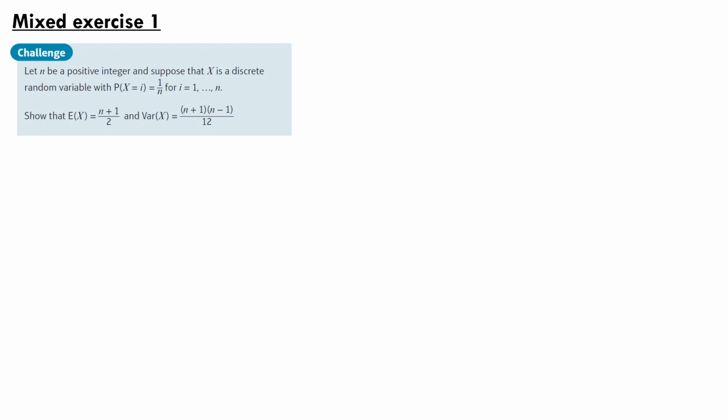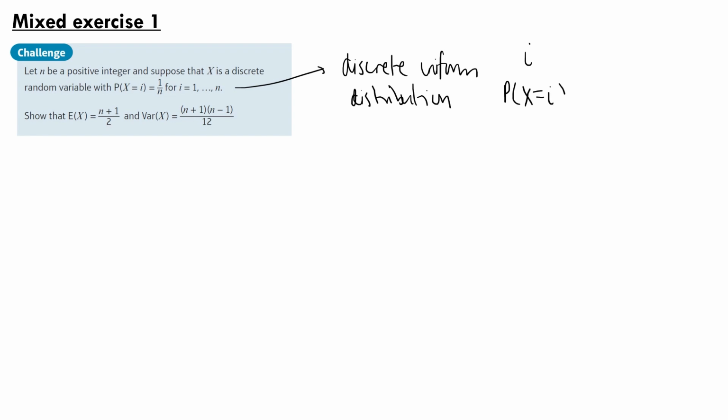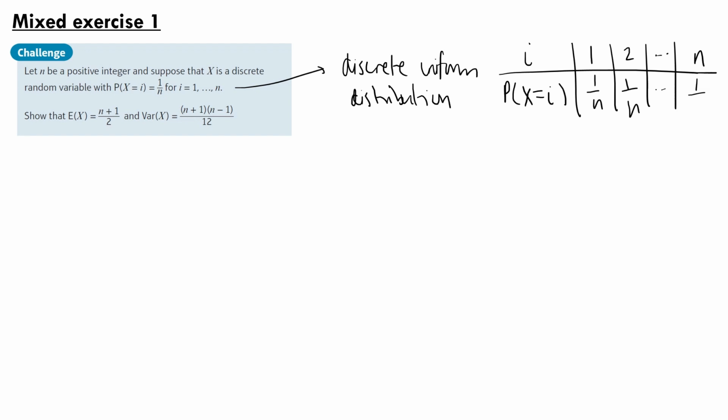So first of all, we can spot that this is a discrete uniform distribution, as for all of the values of i, the probability is equal to 1 over n. So if we look at a table with this probability distribution, with i on top and the probability that x is equal to i on the bottom. So for 1, the probability is 1 over n. For 2, the probability is also 1 over n, and so on, until we reach n, when the probability is still 1 over n.